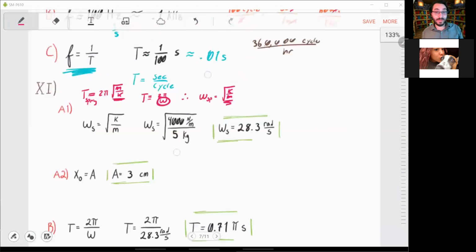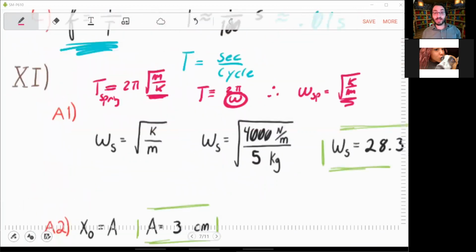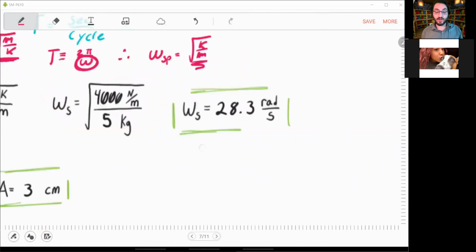And so with that being said, if we're asked to solve for the omega of the spring, we are simply plugging and chugging. If omega of a spring is radical k over m, then the omega of this spring is the radical of 4,000 newtons per meter divided by 5 kilograms. Therefore, the omega of the spring is 28.3 radians per second. So I'm going to stop right there. Are there any questions? If we know the k value and we know the mass on the spring, then we know the omega.